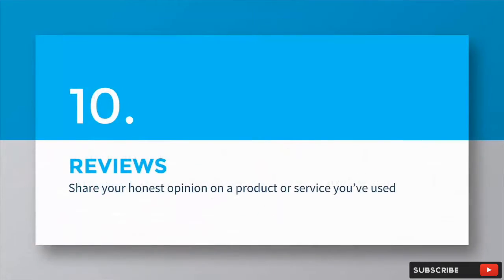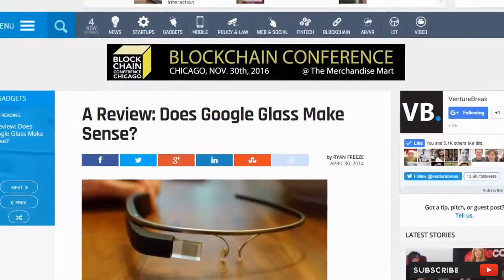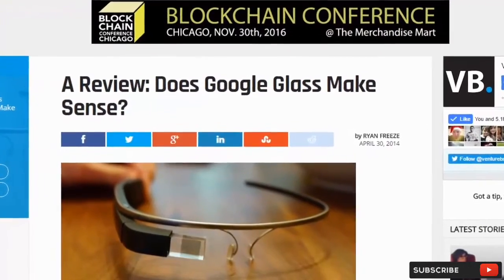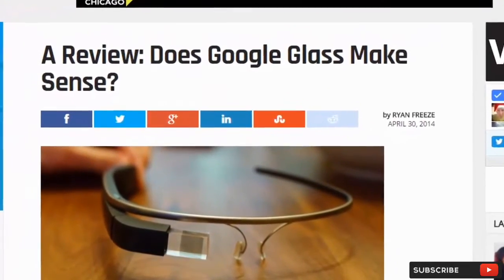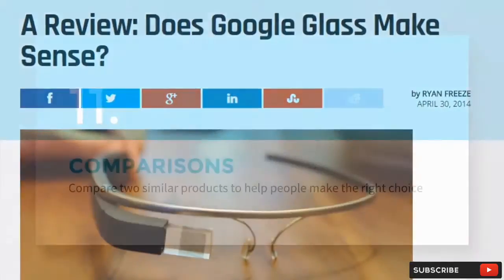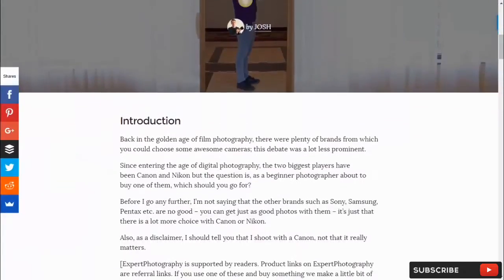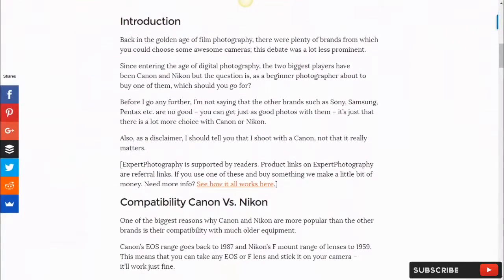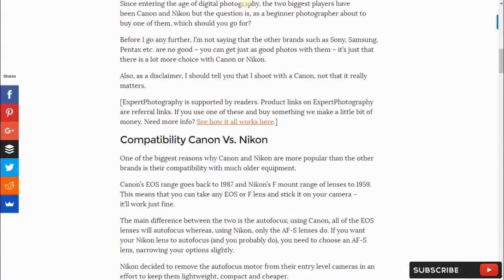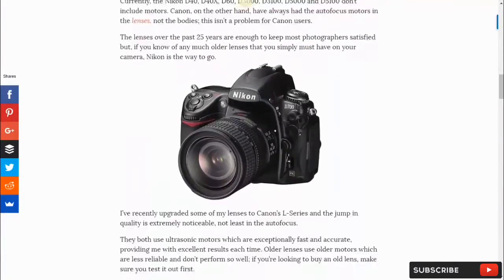Reviews. Reviews are pretty self-explanatory. You take a look at a product or service that's relevant to your audience and provide an honest overview of your thoughts and experience with it, breaking down the good and the bad. Comparisons are similar to reviews, but instead of just covering a single product, you put two similar products side by side, usually competing products, and discuss the differences to help your readers make the right buying decision.